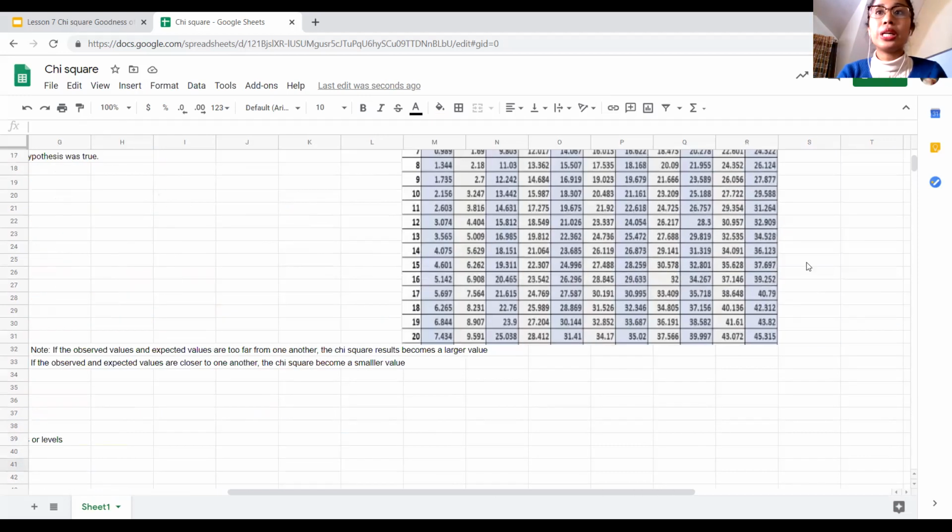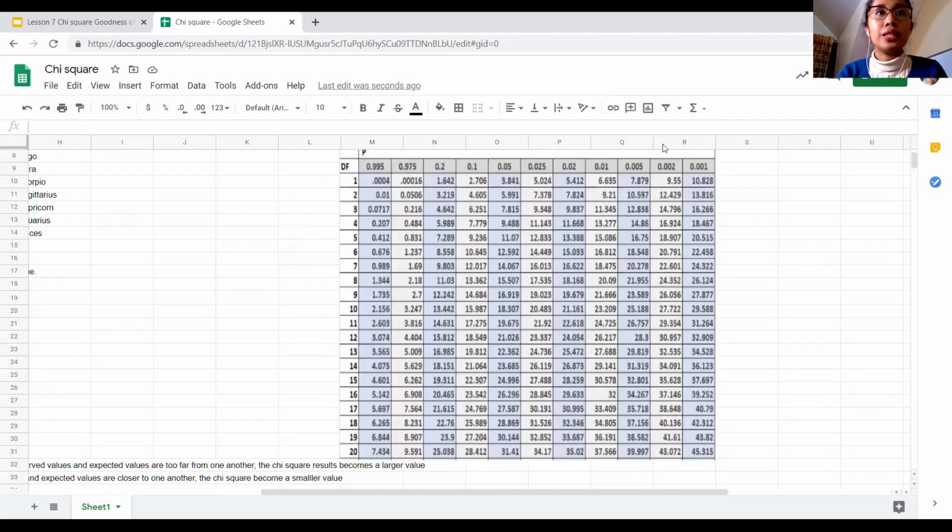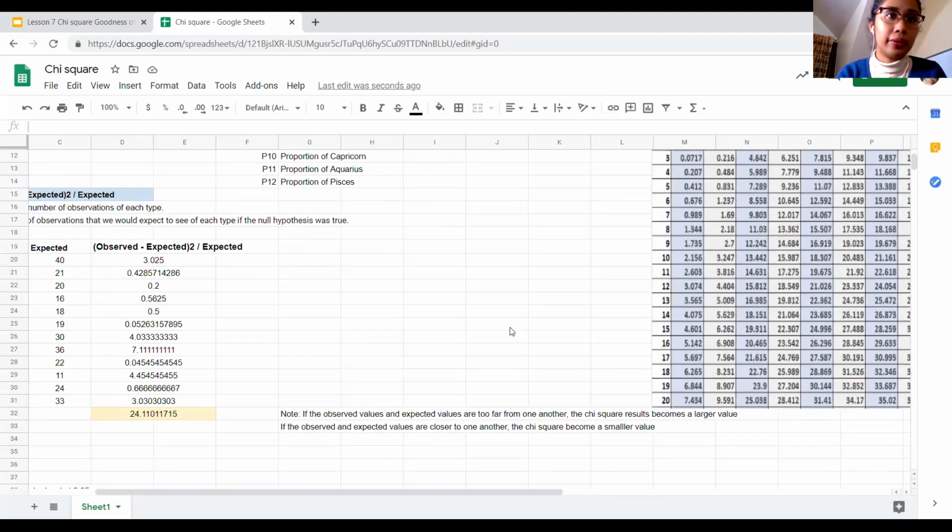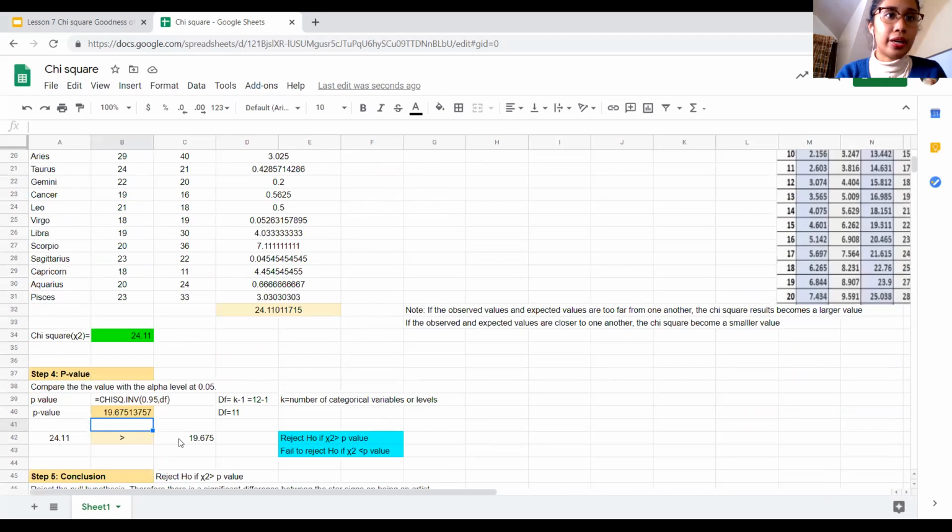If you don't want to type CHISQ.INV and so on, we can use a table instead. Class, get your degrees of freedom, which is 11, and at 0.05, so 19.675. It's the same. Simply compare your chi-square and your p-value. So far, I see some mistakes with greater than or less than. Where the bigger value is, that's where the sign opens, where greater than or less than faces. The 24 is bigger, so it opens there, right?